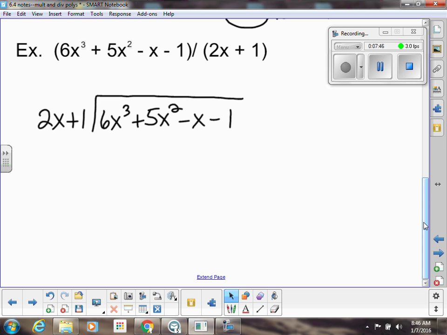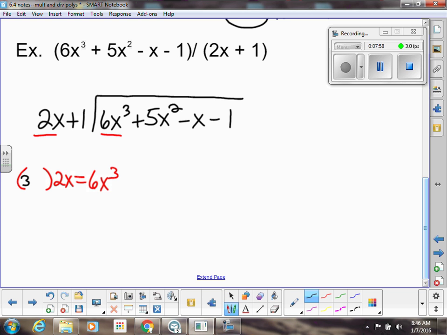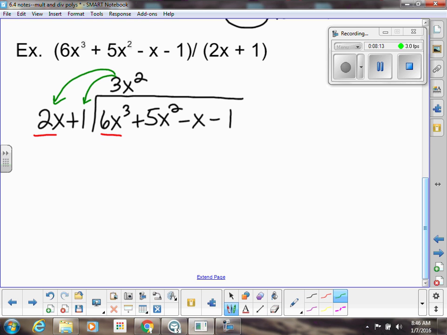All right, so I'm looking at my first two things. What times 2x equals 6x cubed? Well, 2 times 3 will give me 6, and then x squared times x would give me x cubed. So 3x squared is going to go up here. And we are now going to multiply that by 2x and by 1. So that's going to give me 6x cubed plus 3x squared.